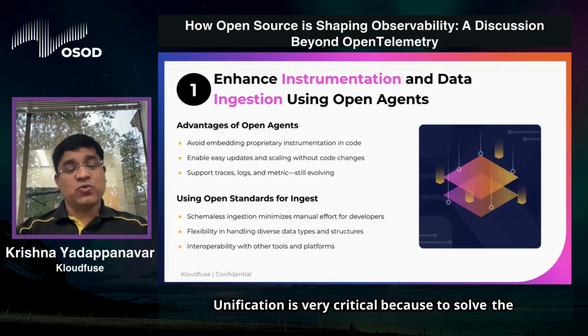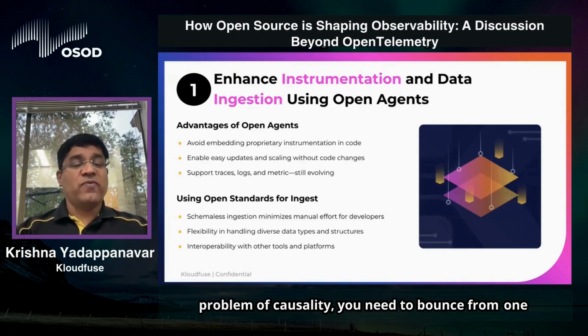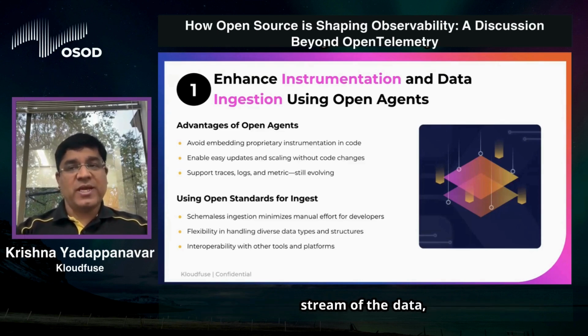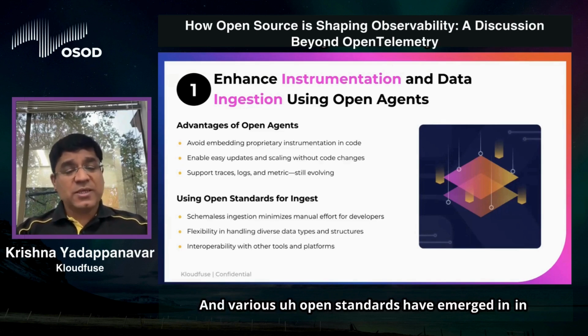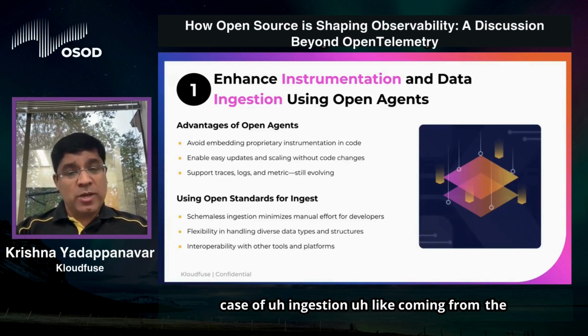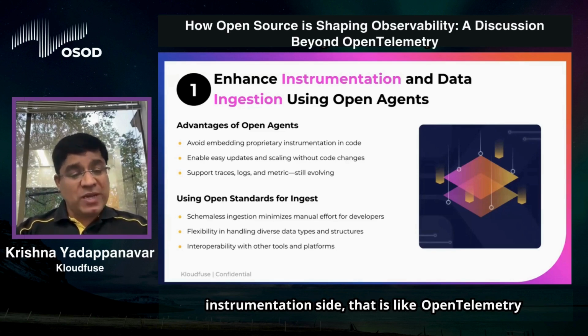So unification is very, very critical, because to solve the problem of causality, you need to bounce from one stream of data, which is metrics, to the traces and the logs, and vice versa. And various open standards have emerged in the case of ingestion, coming from the instrumentation side. There is Open, which has emerged.